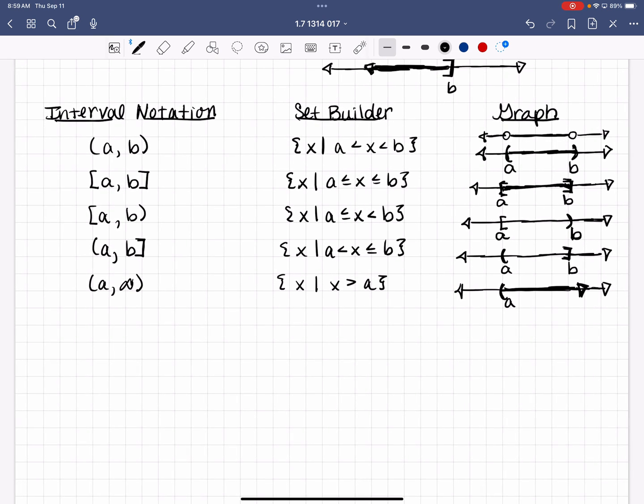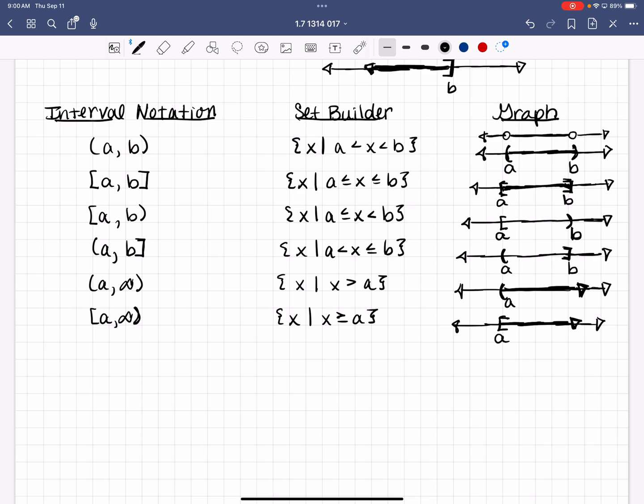Now we can have that with a closed bracket on A. So closed at A, open on infinity. It's a closed infinite interval, okay? So X such that X is greater than or equal to A. And so I have A, this time with a bracket, that means it actually equals it. And I'm going to a positive infinity.